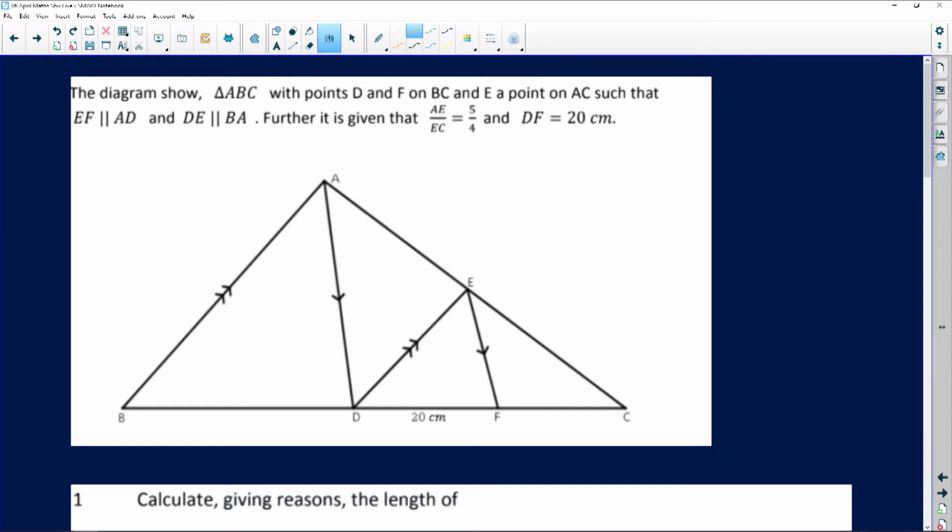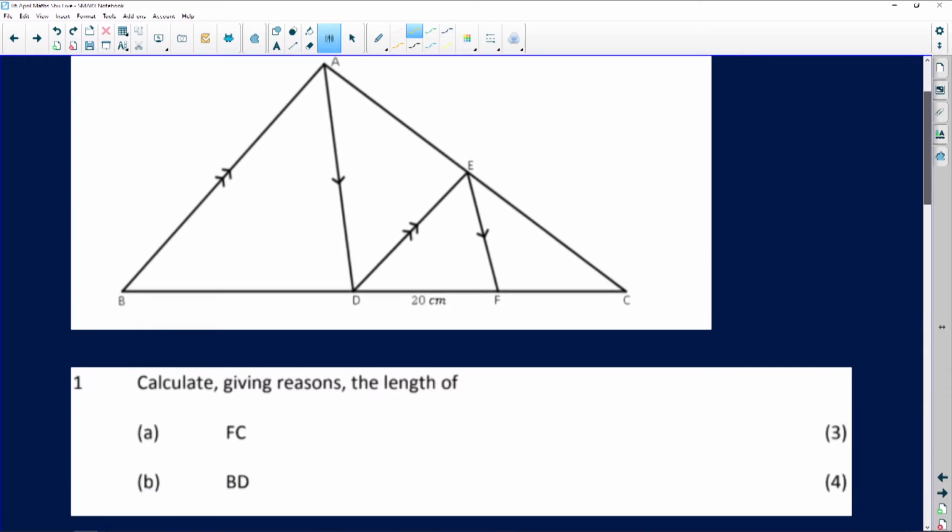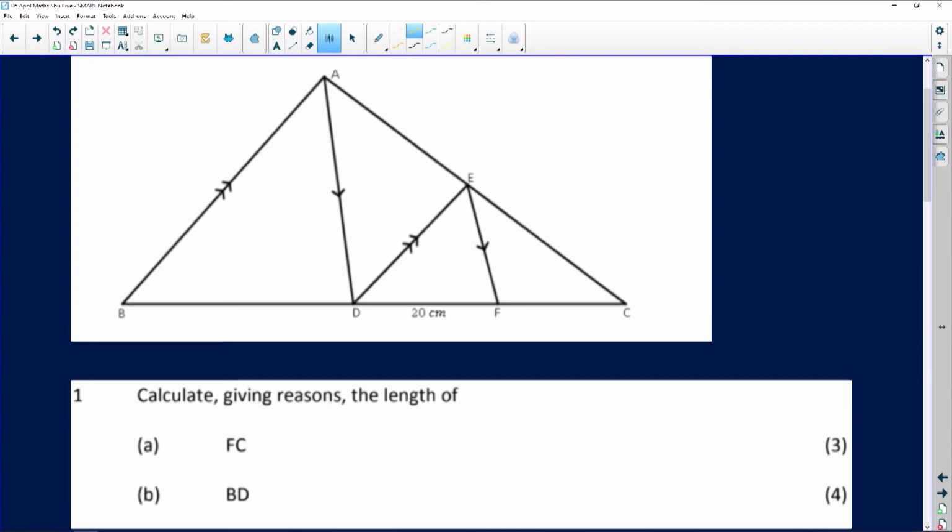Okay, so the next one says to us here, in the diagram shown, triangle ABC with points D and F on BC and E a point on AC, such that EF is parallel to AD. So we see that these two lines are parallel. We can all see that. And we're also told that DE is parallel to BA. Furthermore, it is given that AE divided by EC equals 5 divided by 4, and the length of DF is equal to 20 centimeters. So we now have to calculate, giving reasons, the length of FC, and we also need to find the length of BD.